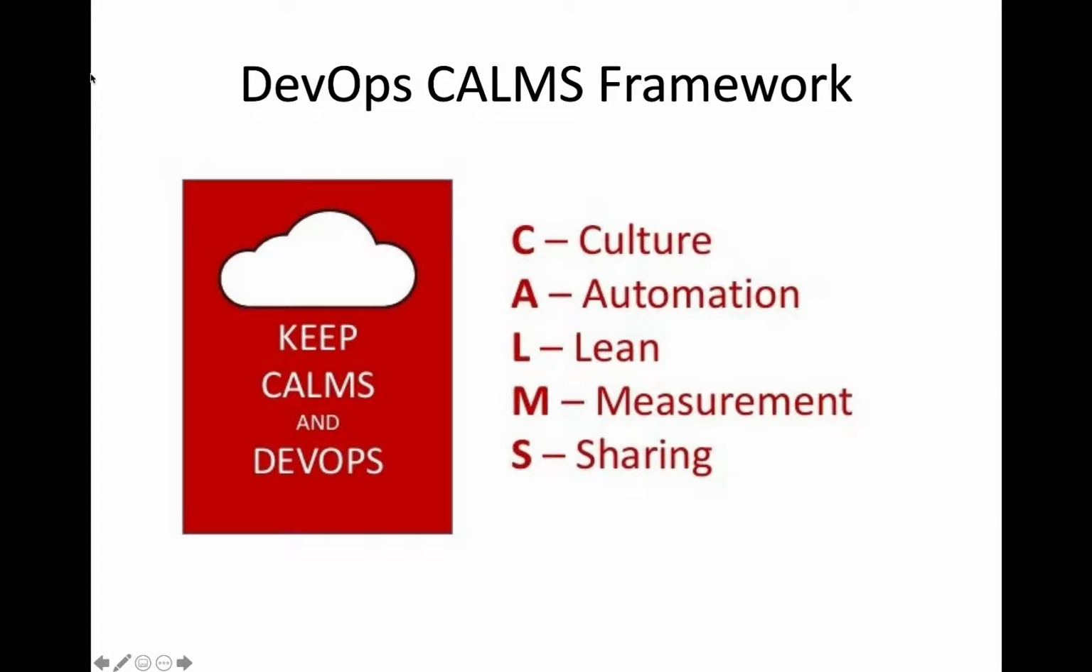So how do we build a DevOps organization? What sort of components should we be looking for in a DevOps practice? Well, one of the most common ways to look at DevOps practices is to look at the CALMS framework. And CALMS is an acronym which stands for Culture, Automation, Lean, Measurement, and Sharing. All of these are components which make up the DevOps methodology.